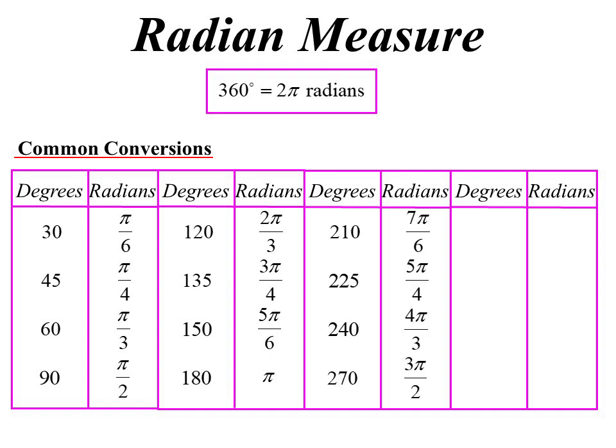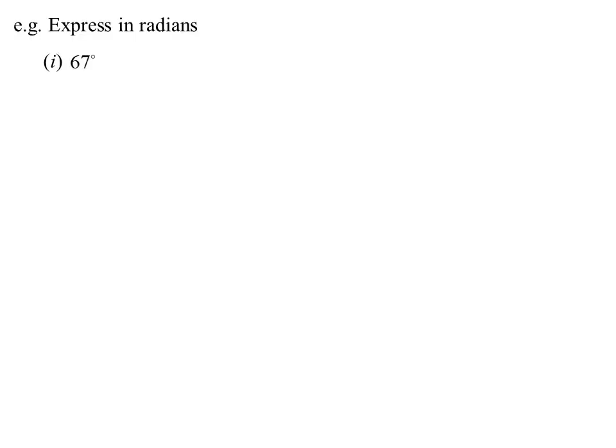Let's go into the third quadrant. 210, we get 7 pi on 6, 5 pi on 4, 4 pi on 3, and then 3 pi on 2, and then to complete the circle we have 5 pi on 3, 7 pi on 4, 11 pi on 6, and 2 pi. So these are all the common ones we'll see, just like when we were dealing with degrees, those were the common angles we saw, the 210s, the 225s, they came up a lot. But of course there are other degrees.